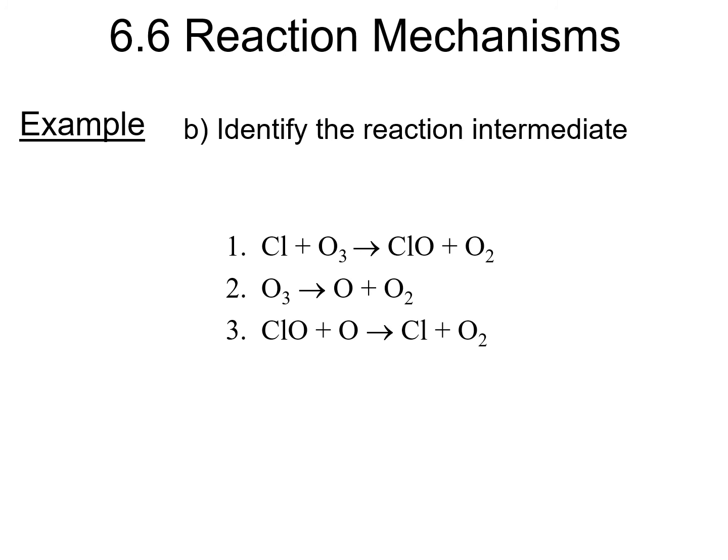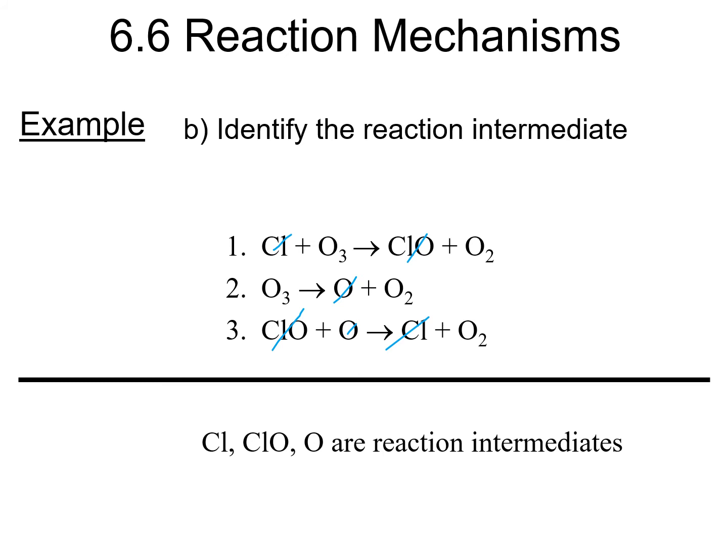Next, let's identify the reaction intermediates. So that was all that stuff I just canceled out. It was the Cl's that canceled, the ClO's that canceled, and the O's. There weren't any charges on any of these things, but there we go. And those are your reaction intermediates.